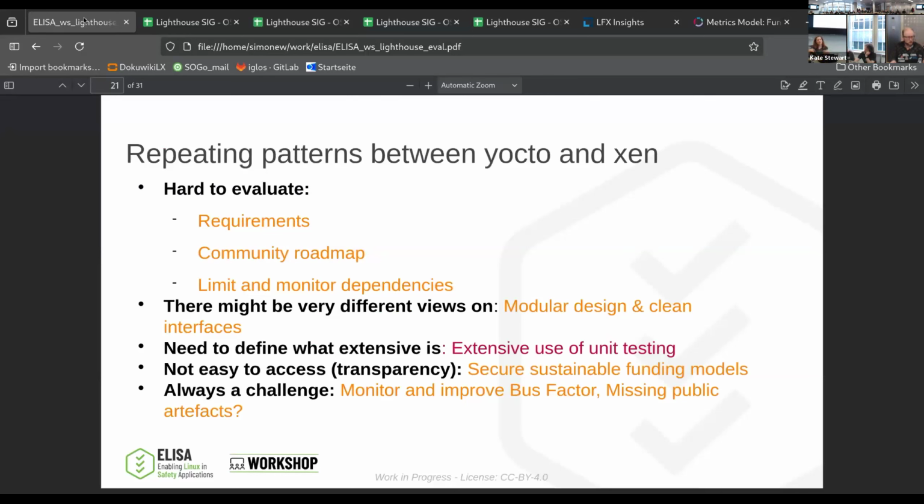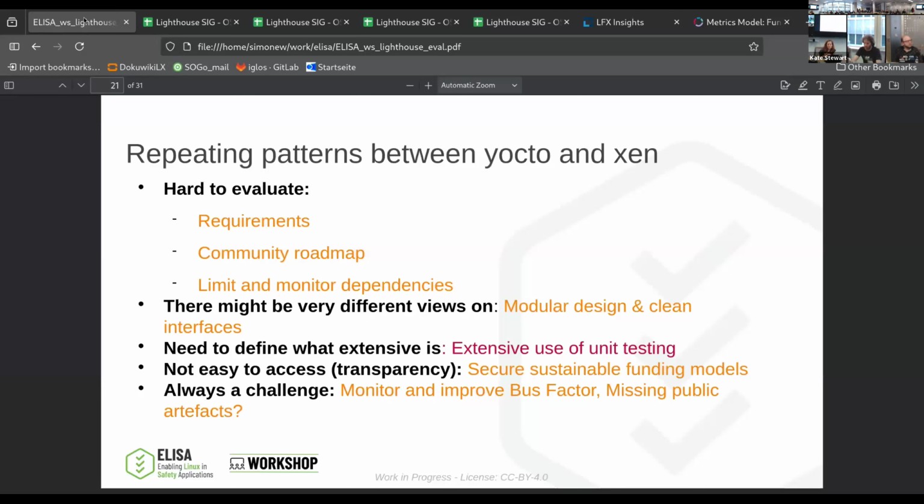But it might be that there are not enough publicly available artifacts to judge that, which don't depend on joining specific in-person events. As mentioned before, there might be very different views on what a good design is. That we have just documented that there should be extensive use of unit testing. And I would say it's, again, a question, what is extensive? There could be very different views.